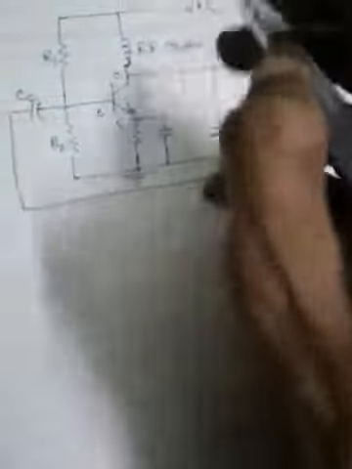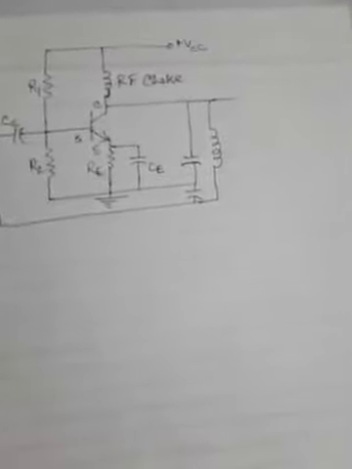And this coil is called RF choke, radio frequency choke or choke coil, and this R1, R2, VCC is providing the necessary DC operating condition to this BJT. This RE is the emitter resistance and C is the emitter bypass capacitor, AC bypass capacitor. It is required because of high frequency operation of this particular oscillator.